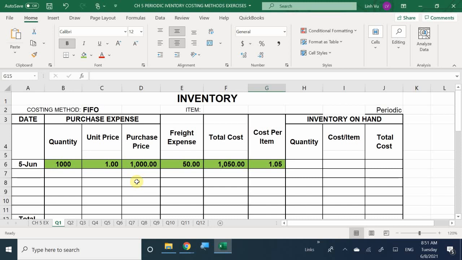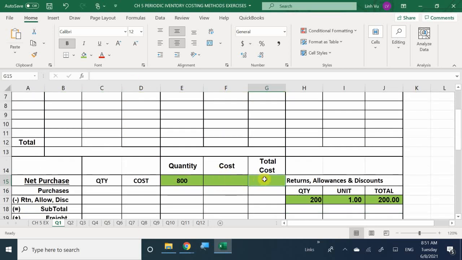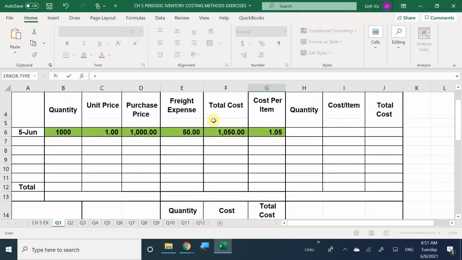But again, freight cannot be returned. Freight stays the same. So in this case, my overall total cost is also going to change as well. So therefore, I need to start recalculating my new cost per item because now I have a new total cost and I have a new quantity. All right? So in this case, my new total cost, if originally my total cost was $1,050, that includes my freight. But how much did I actually return? How much did I get back?